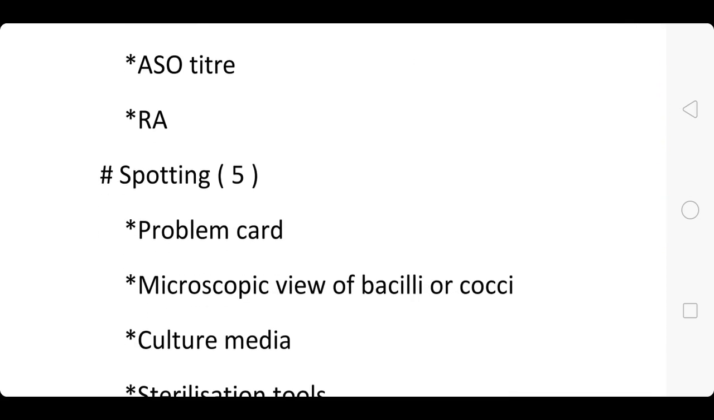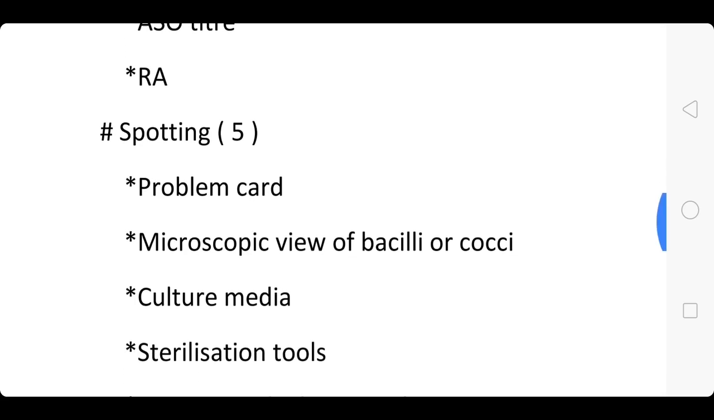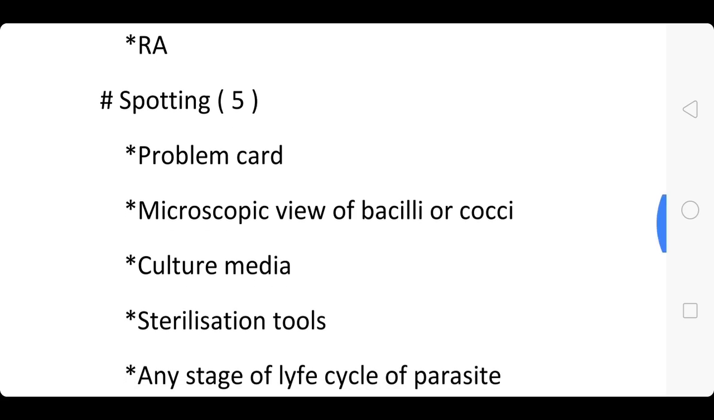The next table contains 5 things. You are provided 5 minutes, 1 minute for each thing. You have to identify and write down the name of the thing. There may be a problem card containing a problem. You have to identify the disease and write down the causative agent or culture media or the question given in the card. There may be a microscopic view of bacilli or cocci. There is a focused slide in the microscope and you have to see and identify the bacilli or cocci. The bacilli may be Clostridium tetani, or the cocci may be Streptococcus species or Neisseria gonorrhoeae diplococci. You have to identify and write down.